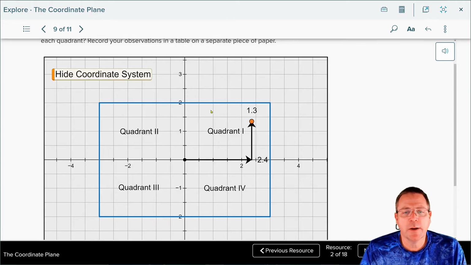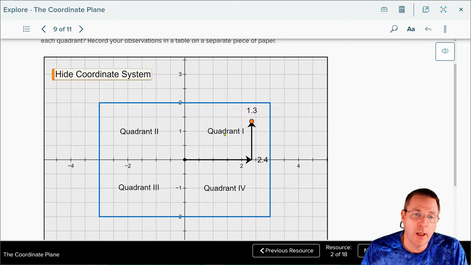Now there are some things that I want you to notice here, and that is the quadrants. Your quadrants start in the upper right hand corner and they go counterclockwise around, opposite direction of a clock.